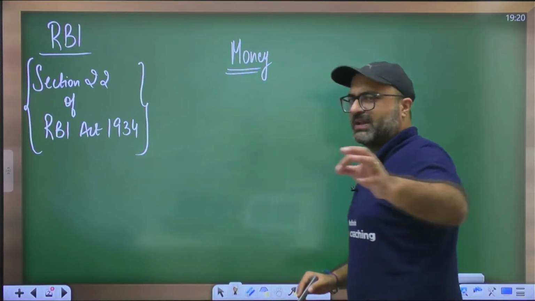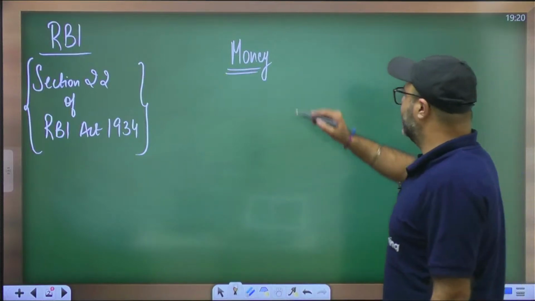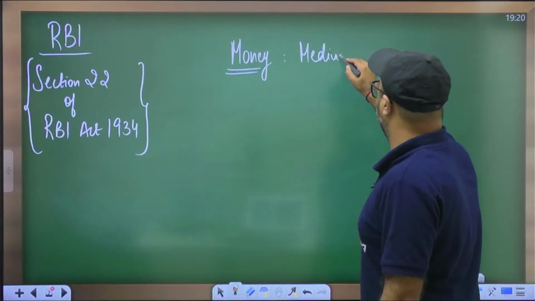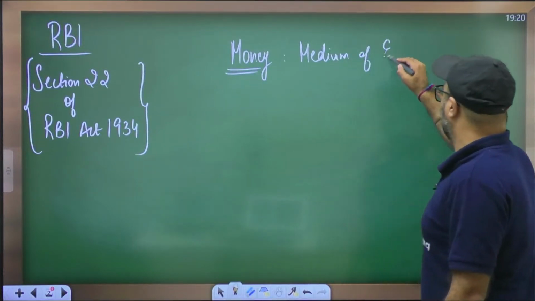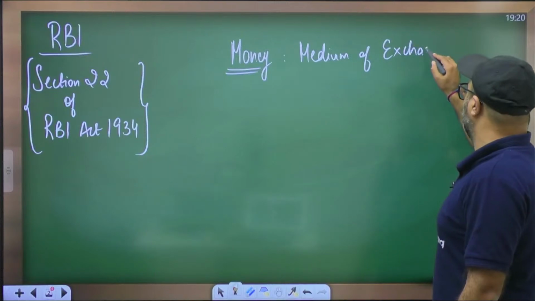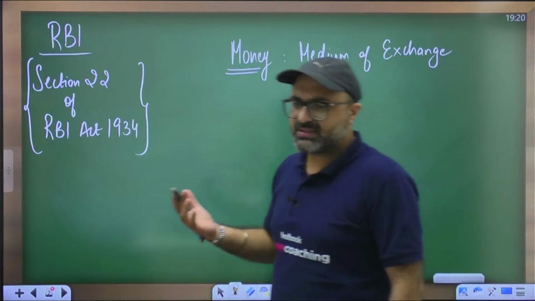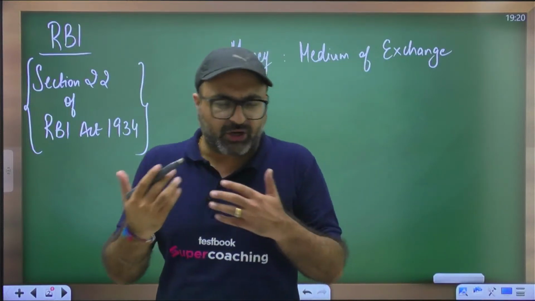If someone asks me now, what is money, I would say money is nothing but a medium of exchange. When the term money was not there in the economy, we followed the barter system. Barter system basically means inter-exchange of goods and services.